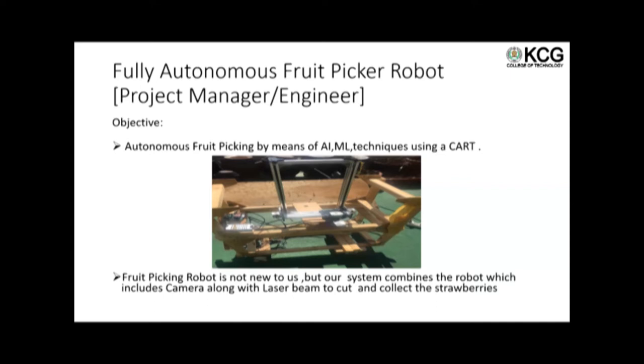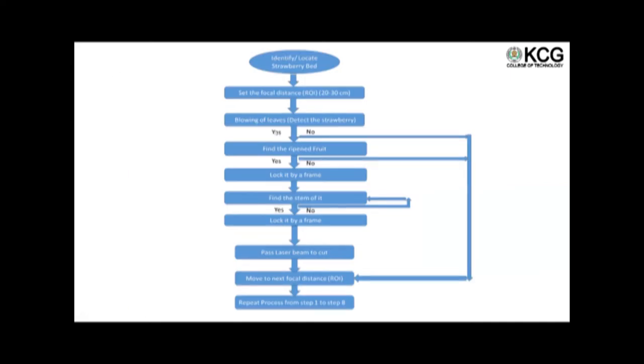the first thing you need to do is, let me show you the flowchart. Identify and locate the strawberry bed. For example, if we are deploying this machine into strawberry smart farming, we need to find where the strawberries are located. Once it gets into the field, we need to set the focal distance, I mean the region of interest, between 22 to 30 centimeters. Which means first I'm telling the machine, you need to concentrate only on 22 to 30 centimeters in front of you.